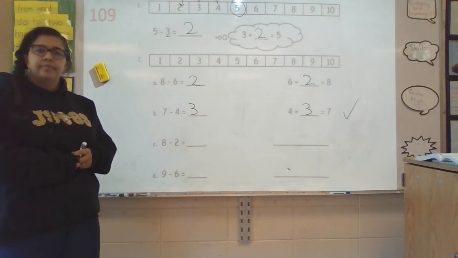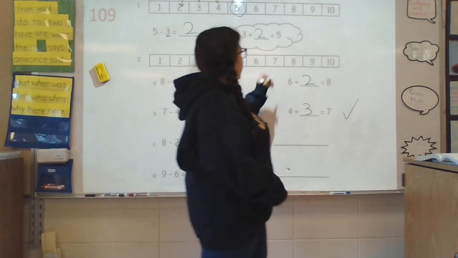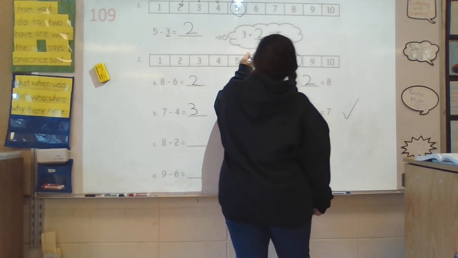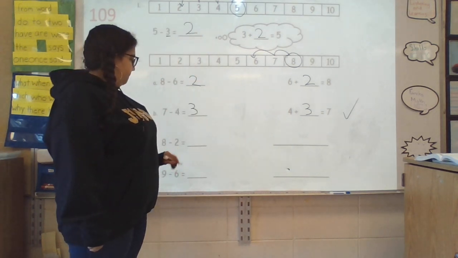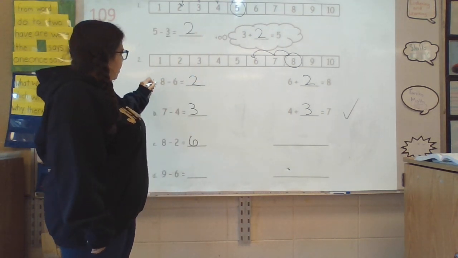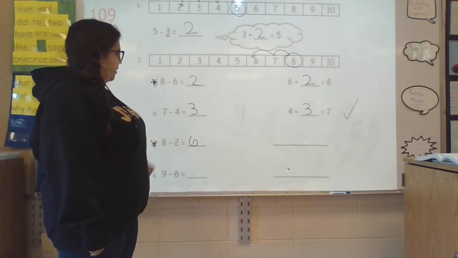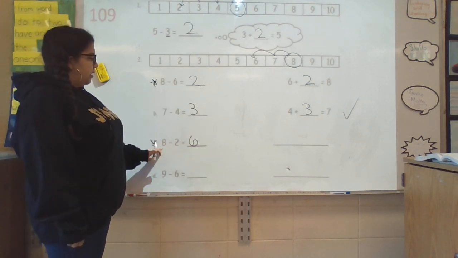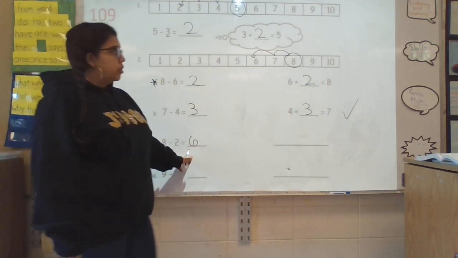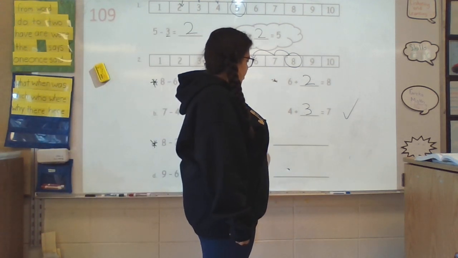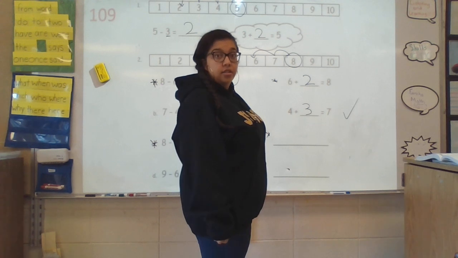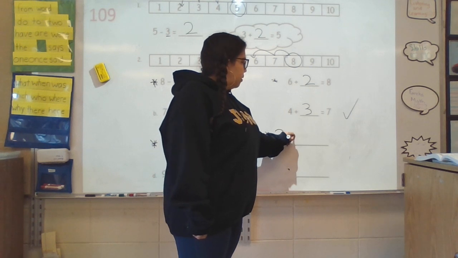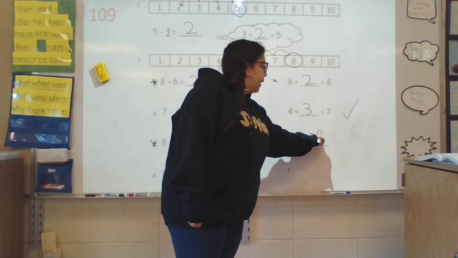What is our whole? 8, excellent. And we're making how many hops back? 2. 1, 2. Where do we land? 6, excellent. If you'll notice, A and C come from the same number bond. If 8 minus 6 equals 2, then 8 minus 2 equals 6, which also lets us know that these should be related too, those related addition matches. If 6 plus 2 equals 8, then 2 plus 6 equals 8 also.